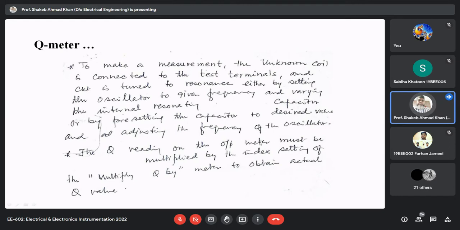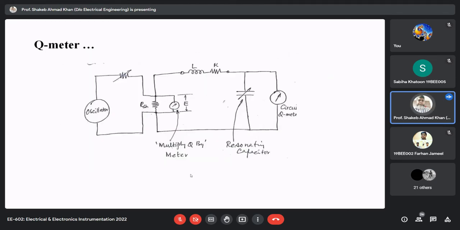The Q reading on the output meter must be multiplied by the index setting of the multiply Q by meter to obtain the actual value. Actually, this is the calibration factor. You can see EC upon E, so the excitation voltage. So that index will be proportional to 1 upon E. By multiplying that index value by the reading of the voltmeter connected across the resonating capacitor, that will give you the actual Q value of the coil. So this is how the experiment is done, and this is how it works.